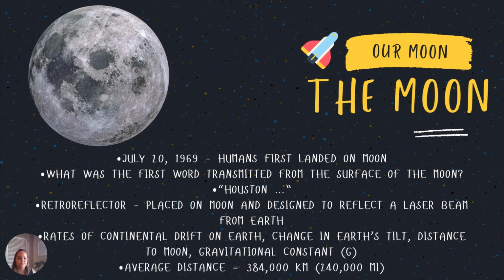All right, so let's look at some moons. Our moon is on its own, so we only have the one moon. We landed on the moon in 1969. If you're on conspiracy TikTok or something, maybe you don't think this, but for science's sake, we landed on the moon in 1969. The first word ever said from the moon was Houston, as they were talking to the receiving station on Earth. Reflectors were placed on the moon so that we can measure the distance from Earth to the moon.